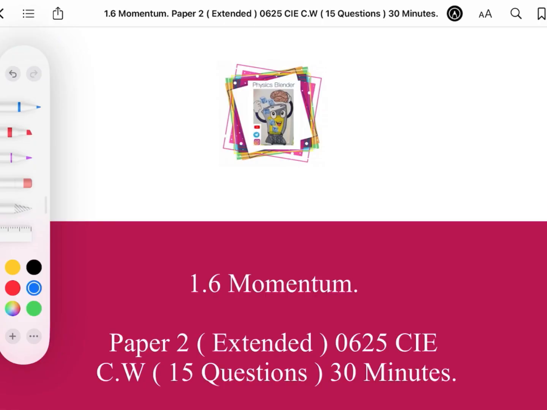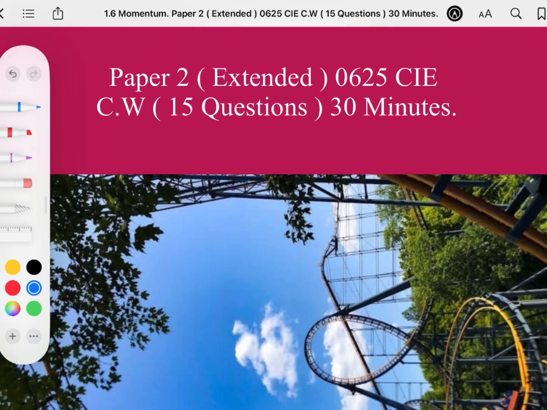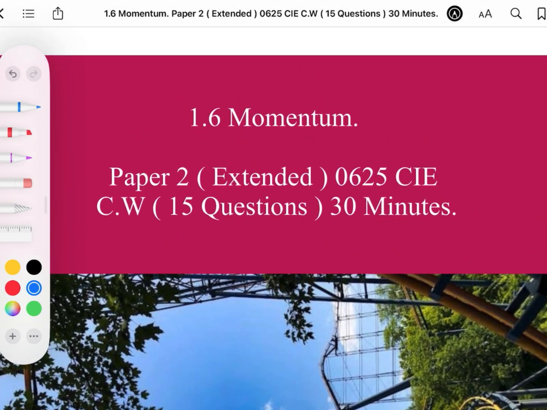Hello everyone, welcome to Physics Blender e-learning platform. Today we are discussing momentum. Momentum, it's a topic for extended candidates only. We have paper 2 classwork. We have 15 questions. Before we start, kindly go and check notes playlist.